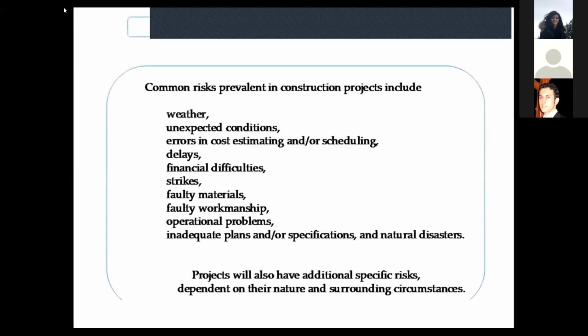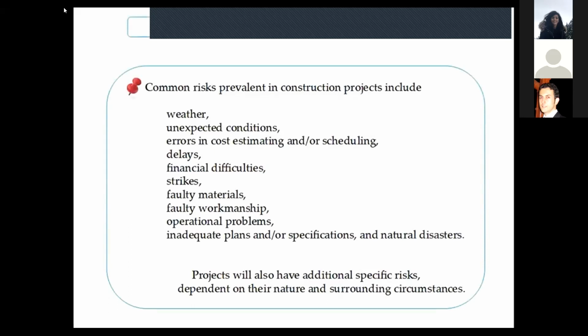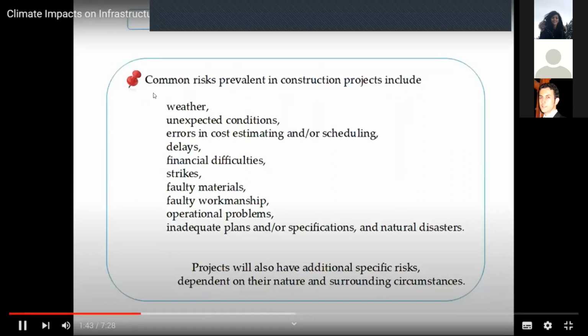Risks in construction contracts. There are common risks prevalent in construction projects, including weather, unexpected ground conditions, errors in cost estimating, scheduling delays, financial difficulties, strikes, faulty materials or workmanship, operational problems, inadequate plans and specifications, and natural disasters. But projects also have additional specific risks dependent on their nature and surrounding circumstances.